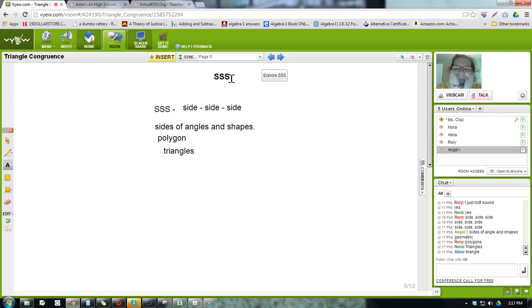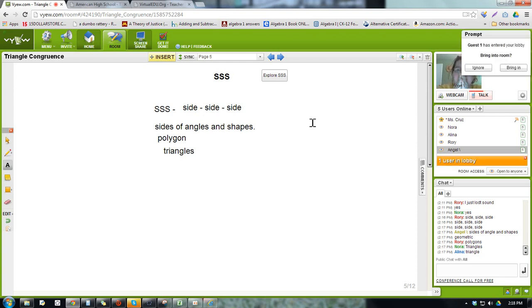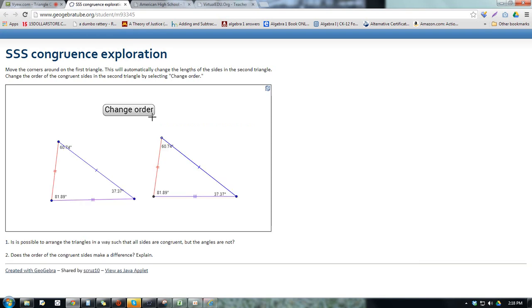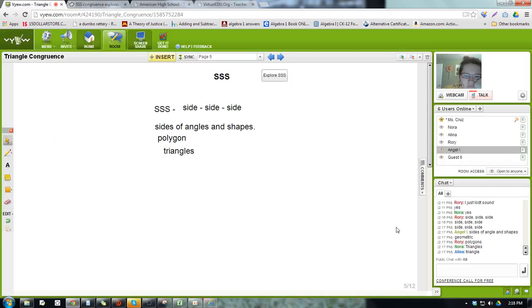SSS is the congruence theorem, which means exactly this, side, side, side. If the three sides are congruent, then that means that it looks like we got somebody joining us. Okay, if the three sides are congruent, that would mean that the triangles are congruent. Okay, so you guys should all be able to click on this button where it says Explore SSS. So go ahead and click on that. This is something, it should work. Raise your hand if you were able to open it and you see two triangles.